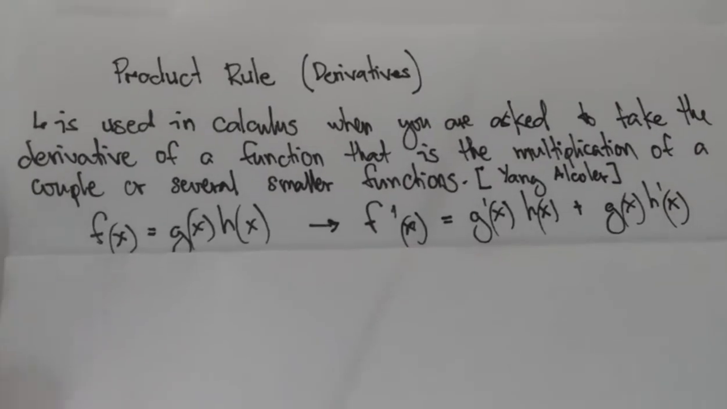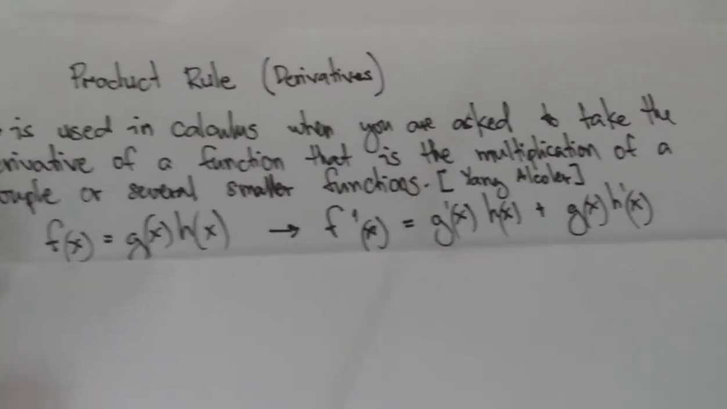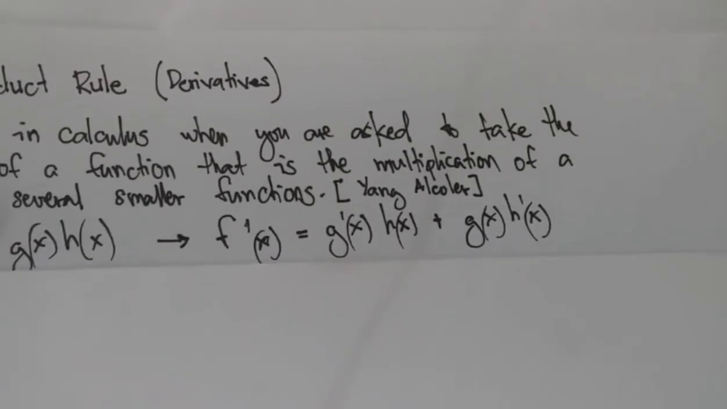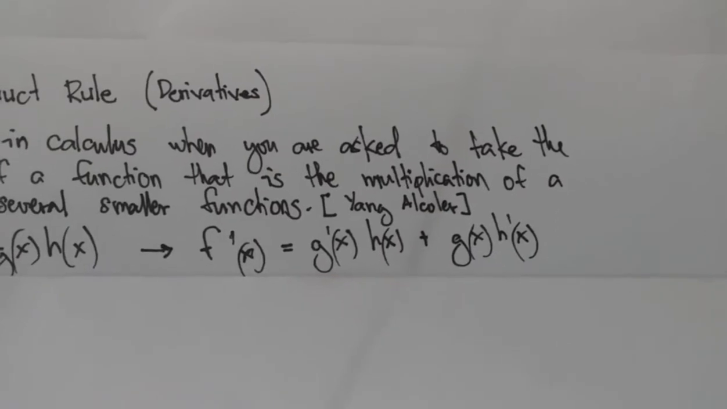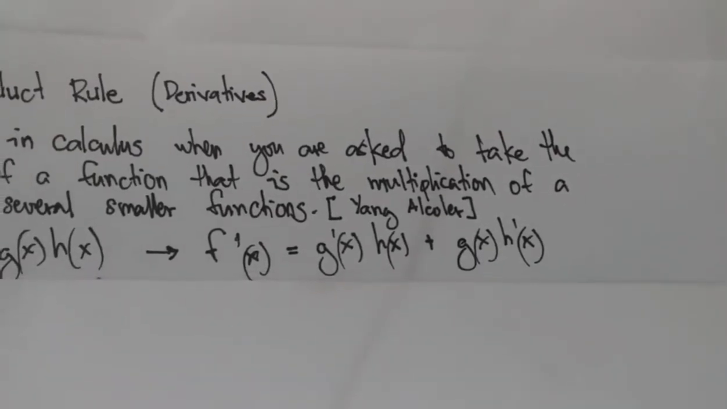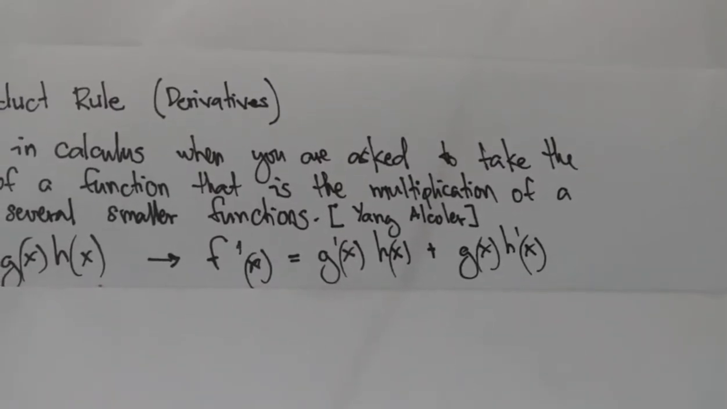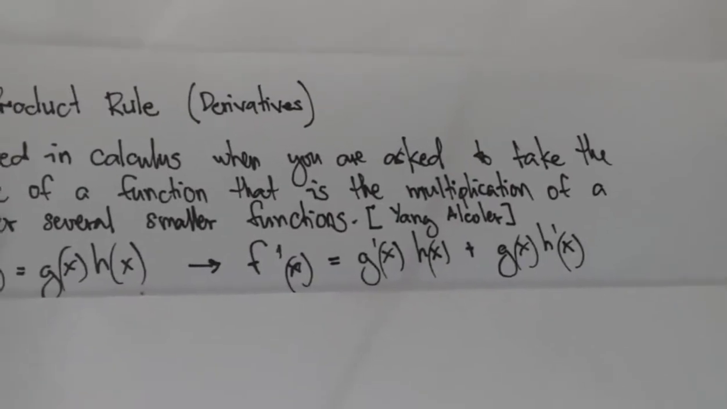So, what is the formula for the product rule? The formula for the product rule is f prime of x is equal to g prime of x times h of x plus, take note of the operation, we will use the operation plus, g of x times h prime of x. Okay, that is the formula for the product rule.